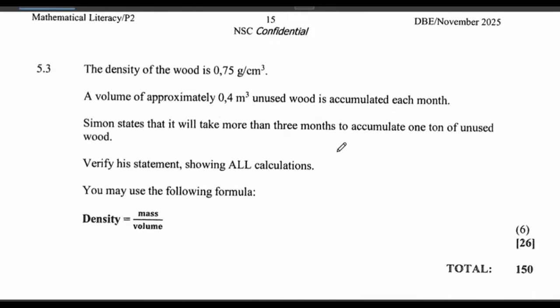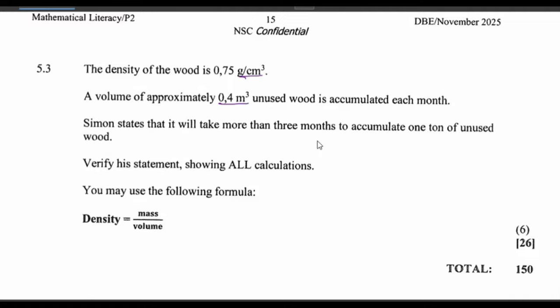Okay, so they are telling us the density of wood is 0.75 grams per centimeter cubed. The volume of approximately 0.4 meters cubed unused wood is accumulated each month. Simon stated that it would be more than 3 months to accumulate 1 ton of unused wood. So first and foremost, we need to know the volume, so this is 0.4 meters cubed. Here we are looking at centimeters, what? Cubed.